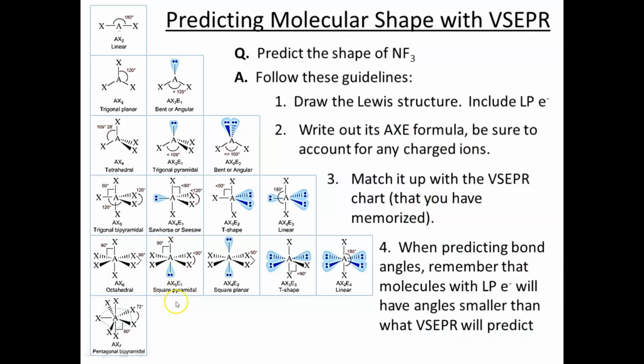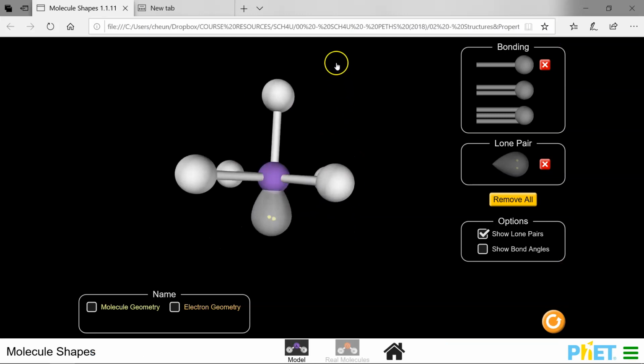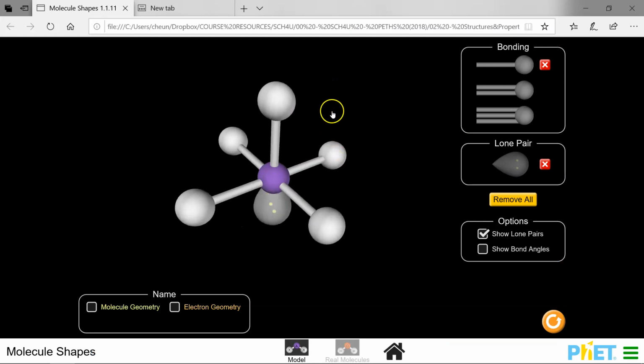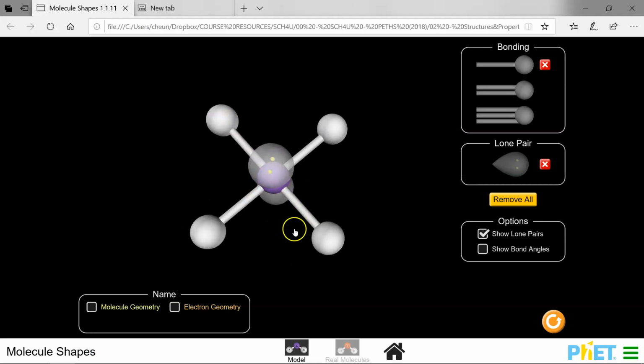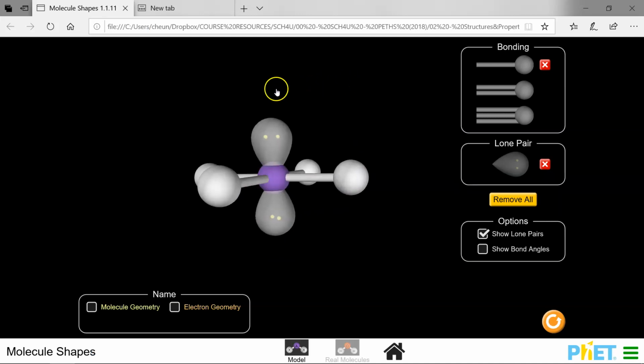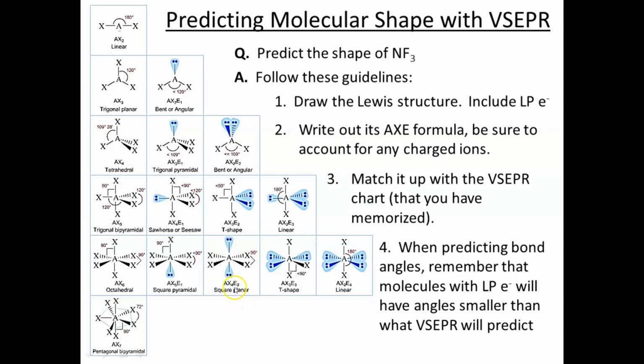This one's called square pyramidal because it makes a pyramid shape, and it's a square base, so a flat square base with a pyramidal shape. While this one is called square planar because it's a square all on one single plane. All right, so this AX formula here would be A, the central atom, X4 because there are 4 ligands, and E2 because there are 2 of these lone pair regions. So AX4E2.